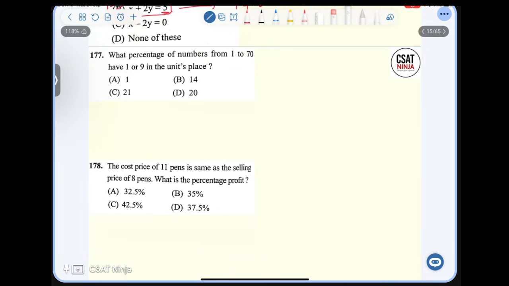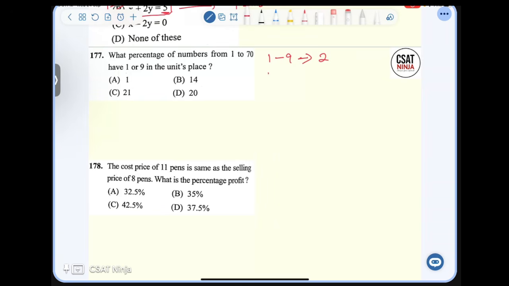Next, how many numbers from 1 to 70 have 1 or 9 as their unit place? Okay, it's an easy one, nothing much here. From 1 to 9, how many numbers will have 1 or 9? There will be 2, which is 1 and 9 itself.